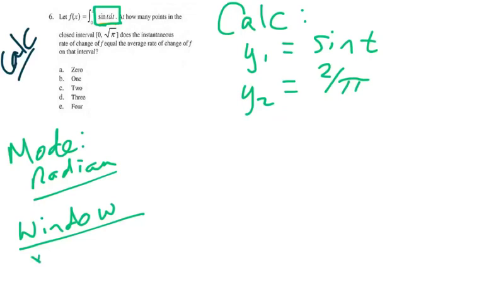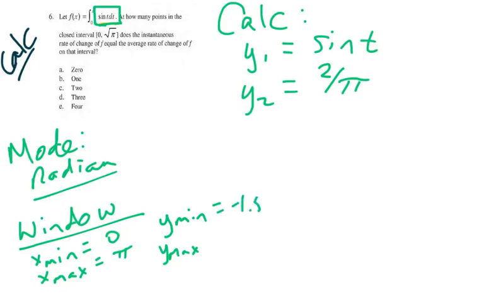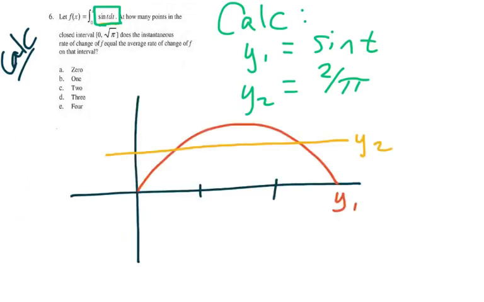So I would say that your x minimum should be 0 and your x maximum should be pi, because that was the interval that we're looking at, from 0 to pi. I would also change the y min and y max just so it zooms in a little bit better. I'd probably do maybe negative 1.5 to positive 1.5, right? Because your basic sine curve just goes from negative 1 to positive 1. So I'd like to give it a little extra room just to visually see everything, but it's up to you. And after you have the window and everything set, you're going to hit graph.